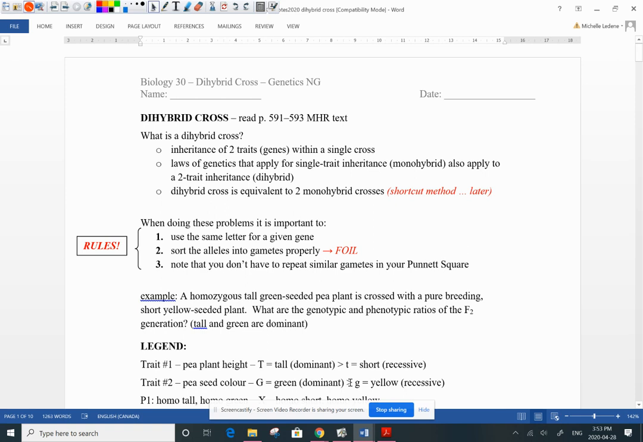Well, Biology 30s, here we are today, and we are going to be talking about a dihybrid cross. So in our last genetics videos, we learned about a monohybrid cross where we were looking at one trait. This stuff is in your textbook, page 591 to 593. It's a good idea to give that a read.